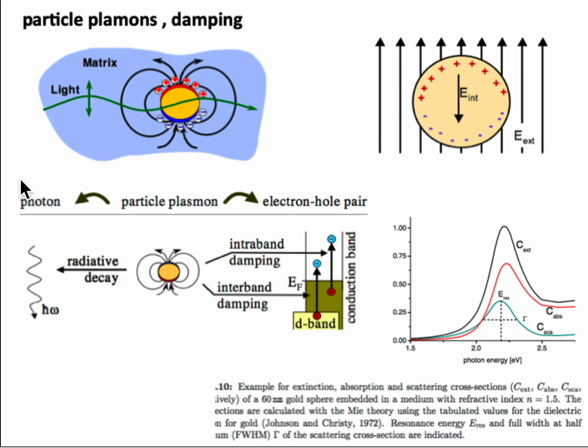Some words about damping. We can have damping due to radiative loss and due to scattering. These involve transitions between electron states. We can have damping due to interband and intraband transitions, as shown in the figure to the bottom left. We talked about these transitions for the case of gold.